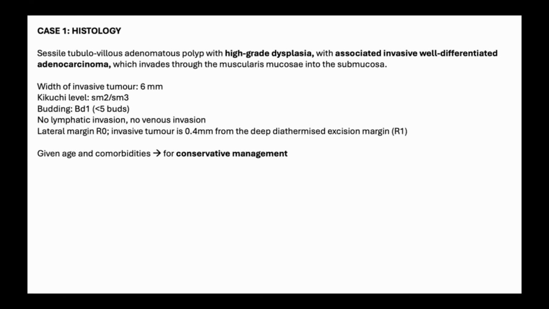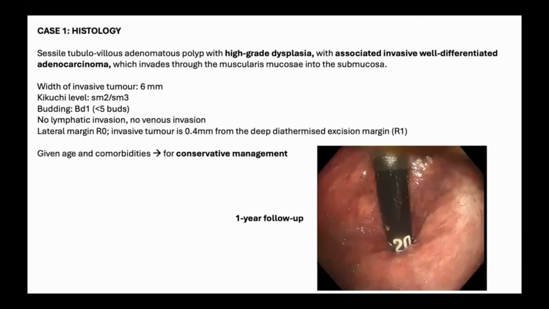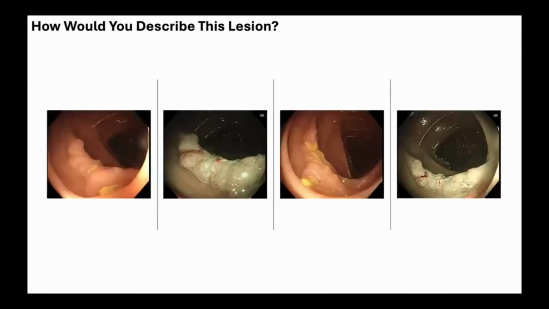There was an R1 in the deep margin of 0.4 millimeter. Conservative management because of patient comorbidity, 1 year follow-up, fine. No recurrence, healthy scar. What about this lesion?